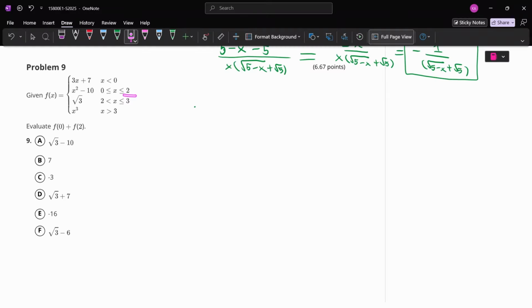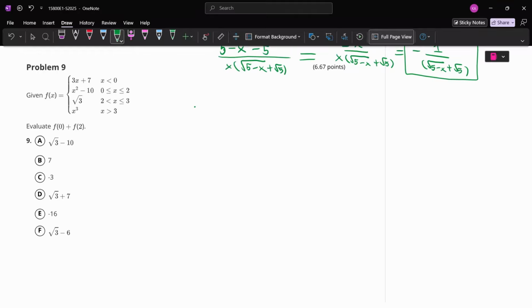Emphasis on the equal to part, because that means that it includes the 0 and 2 here, as opposed to this case where it has to be strictly less than 0. So this doesn't include the 0 case. So for f of 0 here, we're not going to be using the 3x plus 7. We're actually going to be using this because this includes the equal to thing. Same thing for the 2 instead of square root of 3.